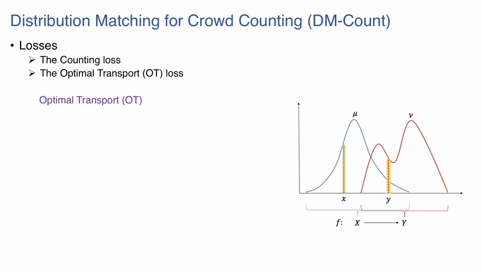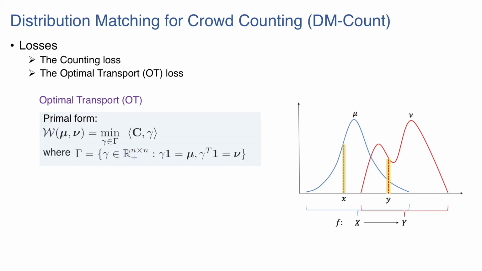Here's an illustration of OT in a 1D case. Every point x in the source distribution mu will be moved to y in the target distribution nu, and the probability measure in the local neighborhood of x is equal to that of y. In this example, the area of the left yellow bin is equal to that of the right yellow bin. The objective of OT is to minimize the total moving cost, which is expressed in the primal form here. In this form, C is the transport cost matrix.